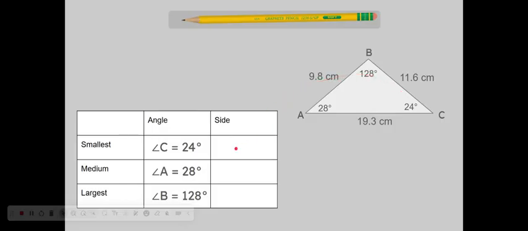Okay, now for my sides, my smallest side is 9.8 centimeters, and it's between angles A and B, so I'm going to label it side AB. My medium side is 11.6, and it's between angles B and C, so I'm going to label it BC. And then my long side is 19.3, and it's between the angles A and C, so I'm going to call it side AC. So give yourself a minute to fill it all in your table. Make sure you label your angles and your sides as you're filling them in.